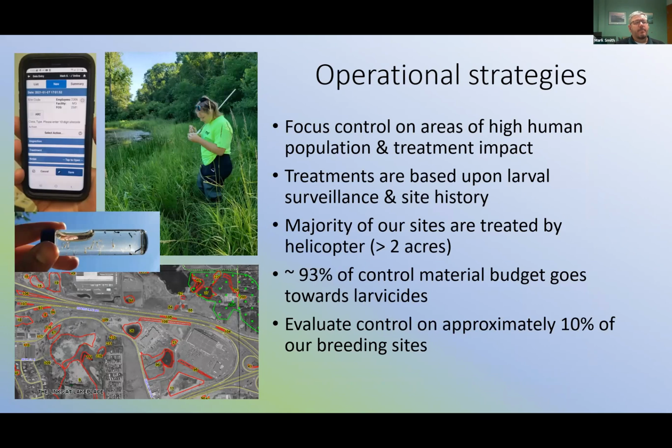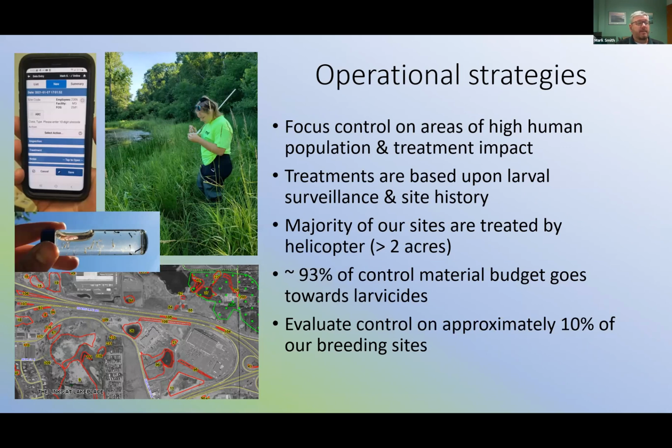When we look at our operational strategies, we focus our control on areas of high population and surrounding areas which would affect those areas. All our treatments are done according to thresholds and larval surveillance and site history. Our entomology lab will probably look at somewhere in the ballpark of 20,000 samples per year.